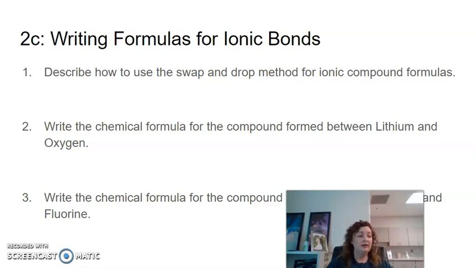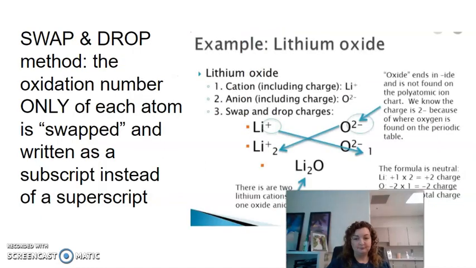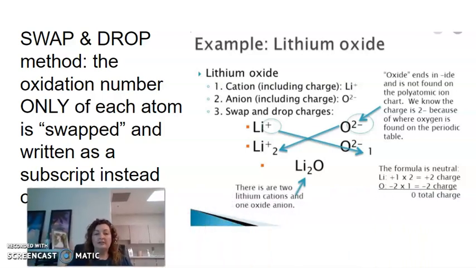The first question is talking about swap and drop. So you have to know what swap and drop is first. So let's check it out. Here's a really good example of swap and drop. It says swap and drop method, the oxidation number only of each atom is swapped and then written as a subscript instead of a superscript. Might sound a little confusing, so let's do an example together.